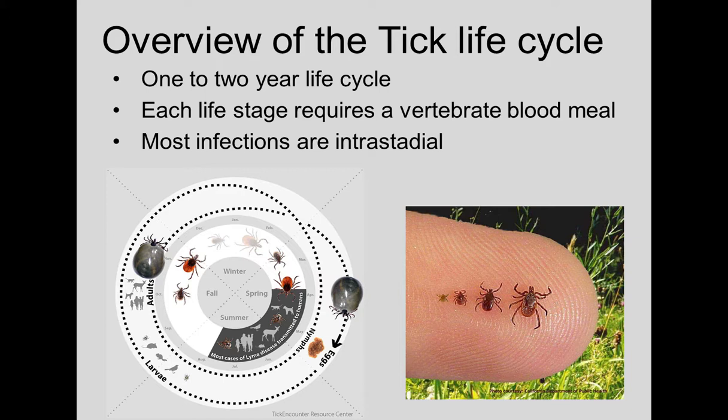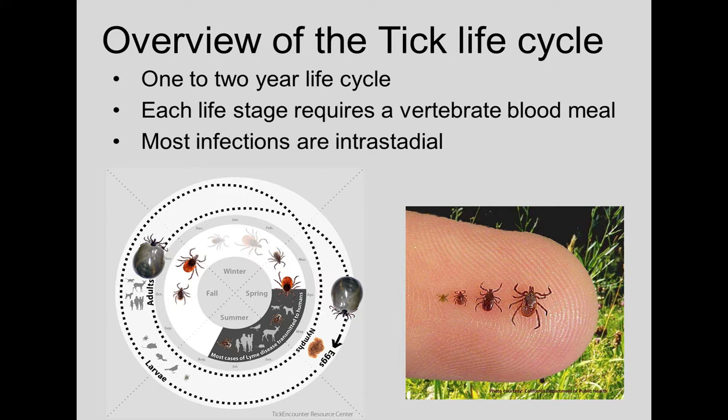The tick that we work on is the black-legged tick, or Ixodes scapularis. It's a very important vector of Lyme disease. Ticks have a 1 to 2 year life cycle, or especially I should say the black-legged tick has a 1 to 2 year life cycle, depending on the geographical area. In the northeast, where it's colder, the life cycle is usually 2 years. In the southeast and the Pacific West, it's usually a year.